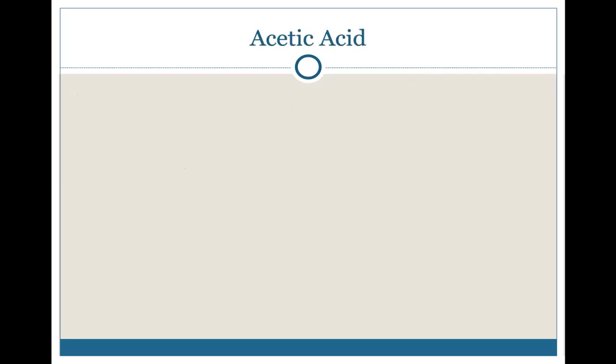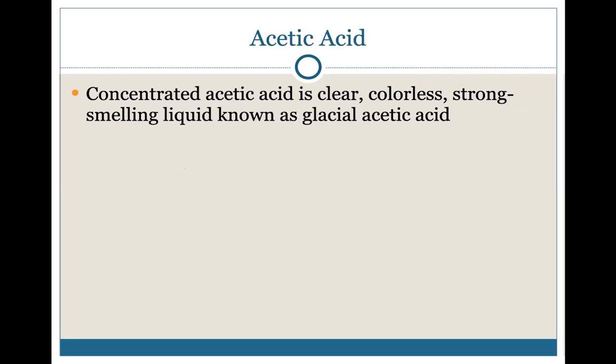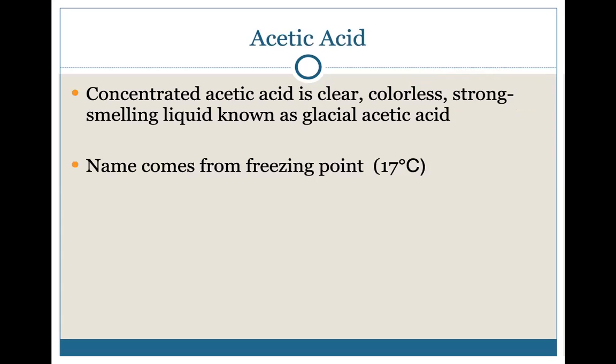Vixol is hydrochloric. And finally, acetic acid. I want to make sure I can get to bases in the next 10 minutes. Acetic acid is probably the most easily identifiable acid based on its smell because it is vinegar. Vinegar is a very dilute form of acetic acid. Concentrated acetic acid is called glacial acetic acid, and that word glacial comes from the freezing point, which is 17 degrees Celsius. So if you have a really cold room, acetic acid will freeze.